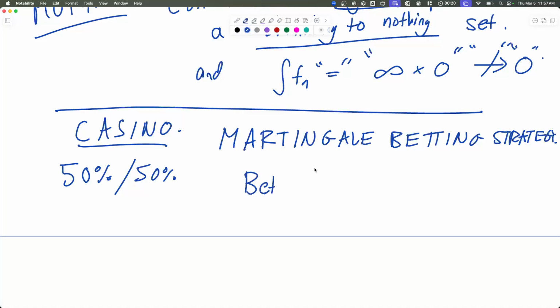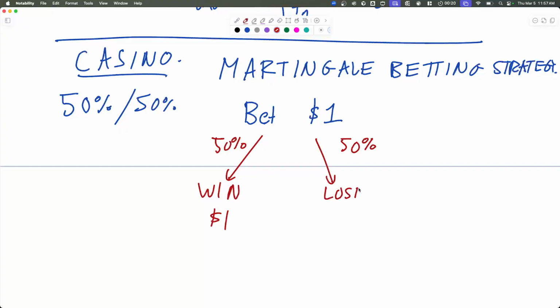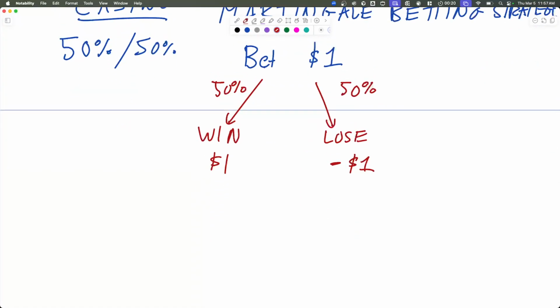You bet $1, and two things are going to happen. Either you win or you lose. 50% of the time you win, and you win $1. And 50% of the time you lose. When you lose, now you're at negative $1 relative to where you started, because you lost your dollar. If you win, you're at plus $1. If you lose, you're at minus $1. Most people would say, okay, great, sometimes you lose, sometimes you win. But the martingale betting people are like, aha, here's the strategy, okay?